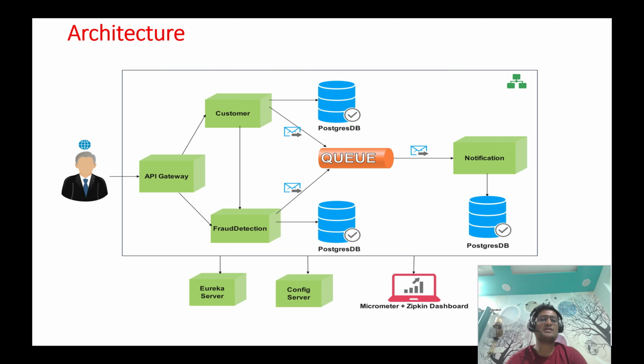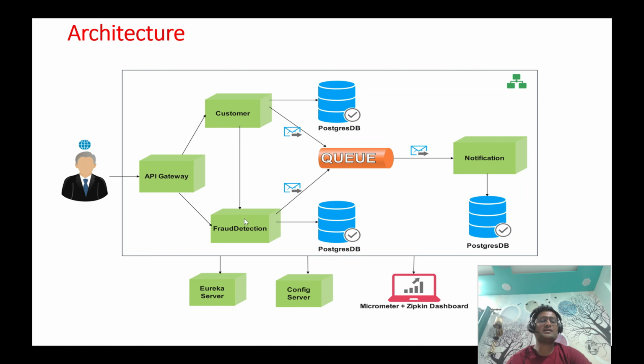This customer microservice has its own database which is in Postgres. So all the customers are saved to this Postgres database. Then the customer microservice talks to the fraud detection microservice. When a customer is being registered, the fraud check is done for that particular customer in order to identify if that customer is a legitimate one or a fraudulent one.